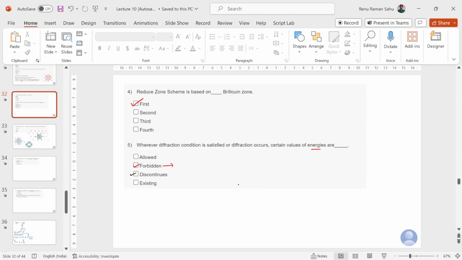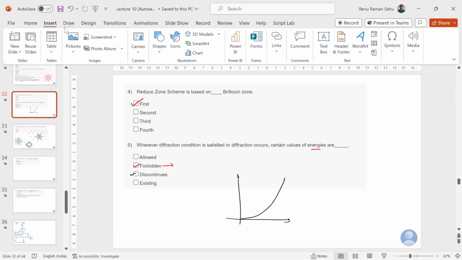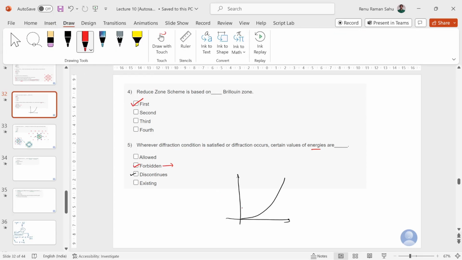So the point for you to understand is this. It was earlier like this. Certain values of energies are discontinuous. Energy being discontinuous doesn't make sense. So some energies are forbidden. They are not allowed in the system itself. So earlier it would be like this. I don't know what the question exactly wants to imply, but what it basically means is this.